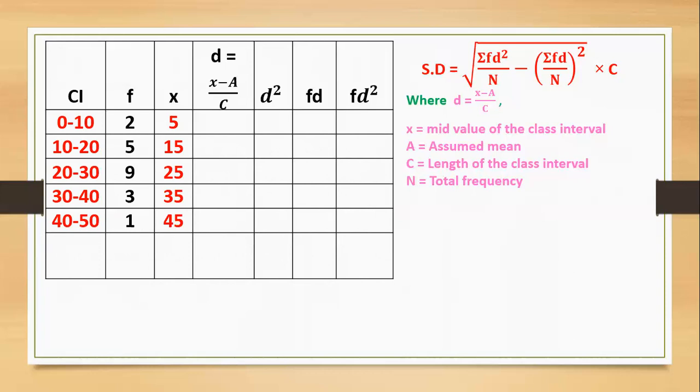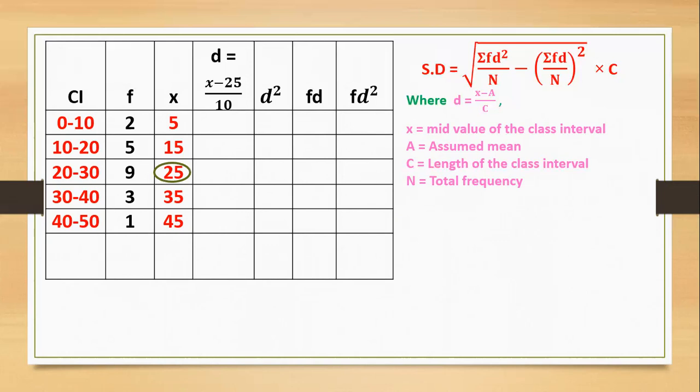And next we create the d. For d, we need the assumed mean A, which is a mid value of the x. The assumed mean A value is 25, and 25 is the mid value of the x. We assume that value A equal to 25, and C equal to 10, the difference between the class intervals.